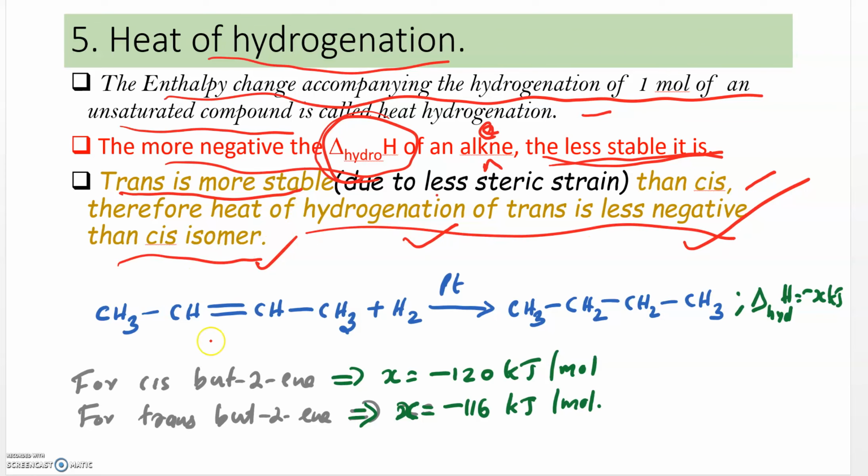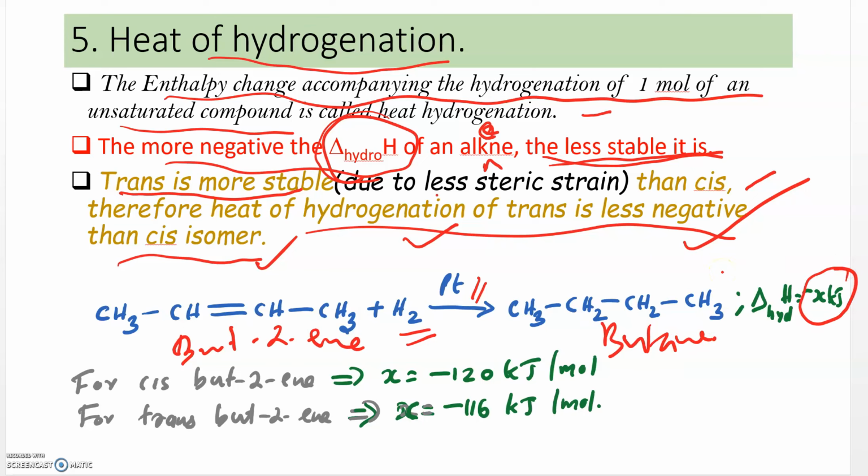For example, consider this reaction. It is but-2-ene, adding hydrogen in the presence of platinum. We get butane. Delta H hydrogenation is given as minus x kilojoule. For cis but-2-ene, x is equal to minus 120 kilojoule. For trans but-2-ene, x is equal to minus 116. That is, the heat of hydrogenation of cis is higher because cis is less stable than the trans isomer.